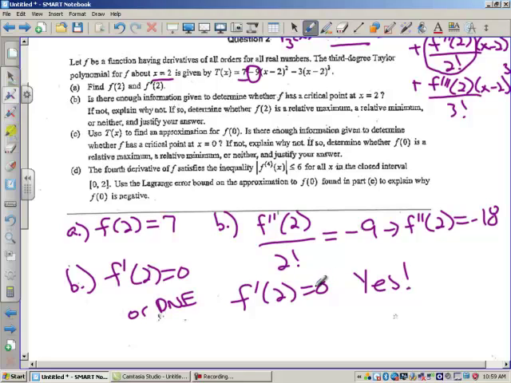Now, can we figure out if that's a relative max, a relative min, or neither? Well, they sort of made me do that in A. I figured out that f double prime worked out to be negative. Since f double prime of 2 was less than 0, that means we are concave down at a critical point. And if we are concave down at a critical point, that means we have a relative maximum.